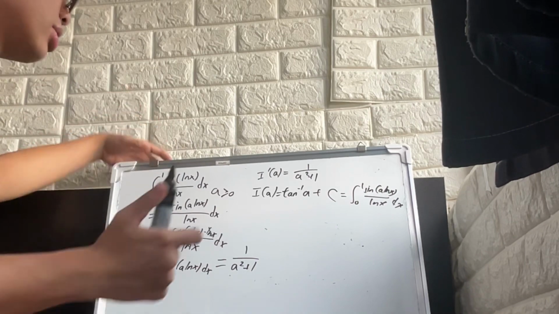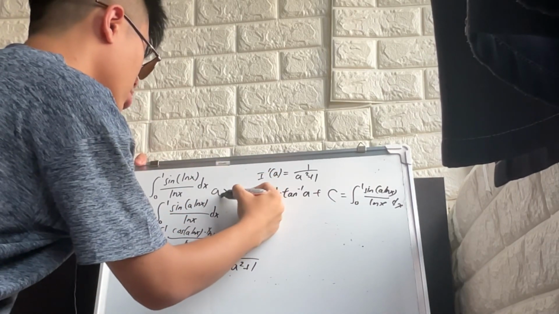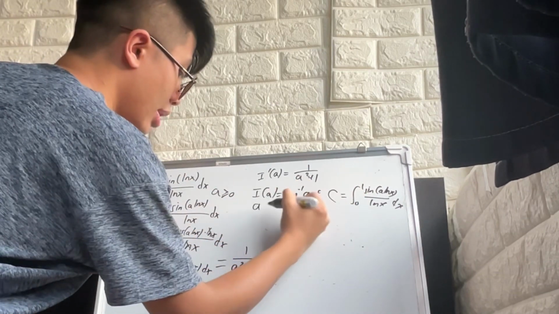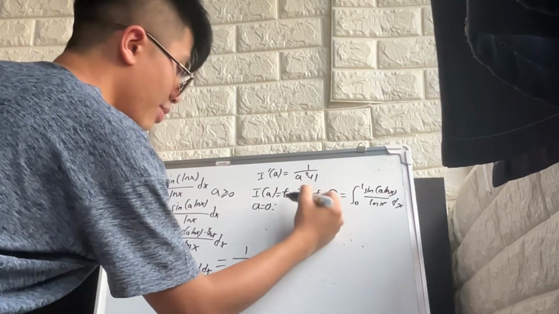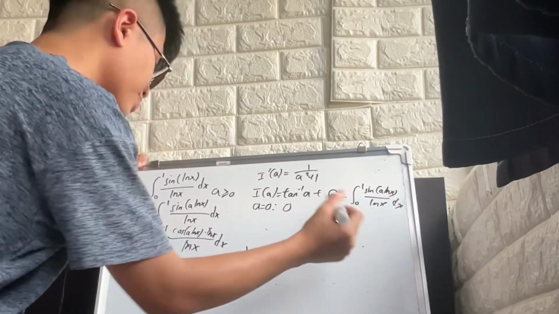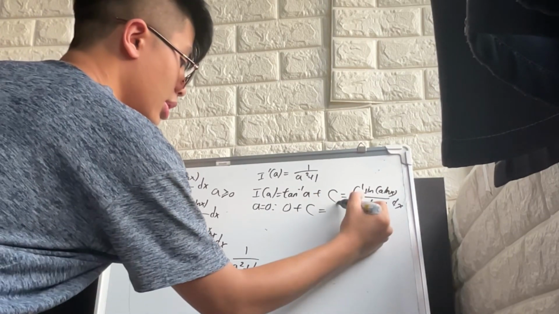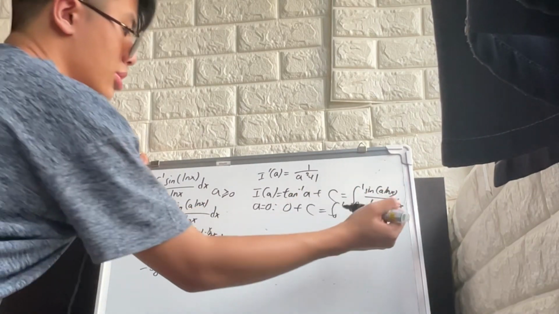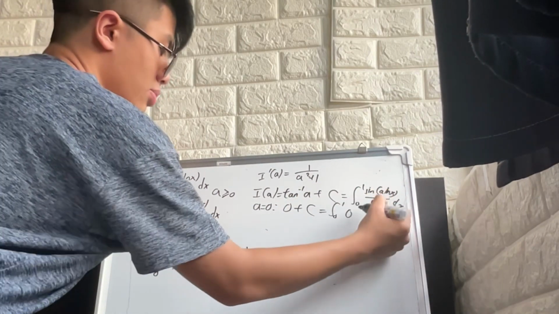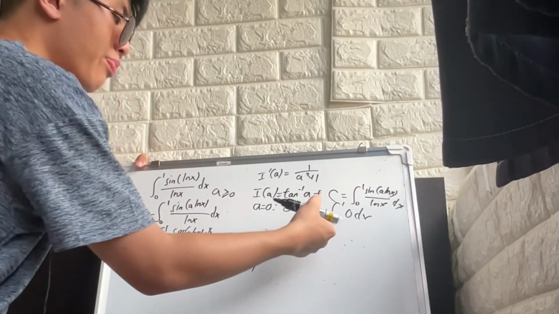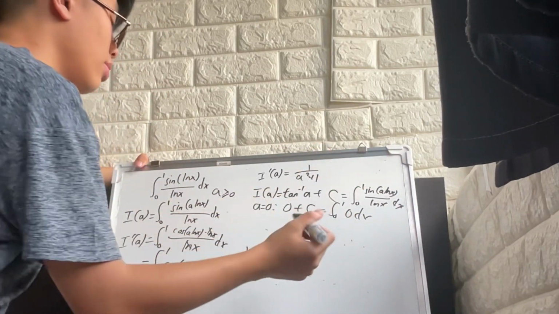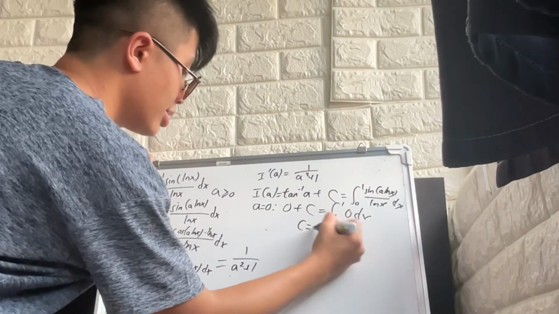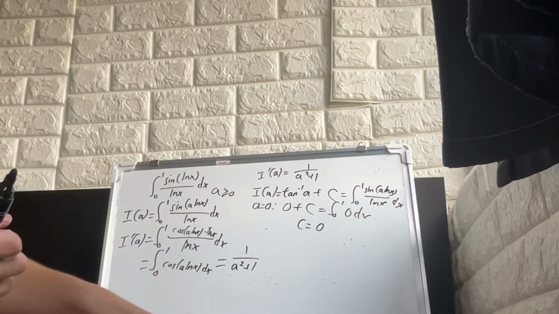But just in this situation, let me pick a equal to 0 at this point. Inverse tangent of 0 gives 0 plus c, and the integral of sine of 0 times ln x over ln x is just 0. The integral of 0 from 0 to 1 is 0, because 0 doesn't have any area, so our constant c is just equal to 0.